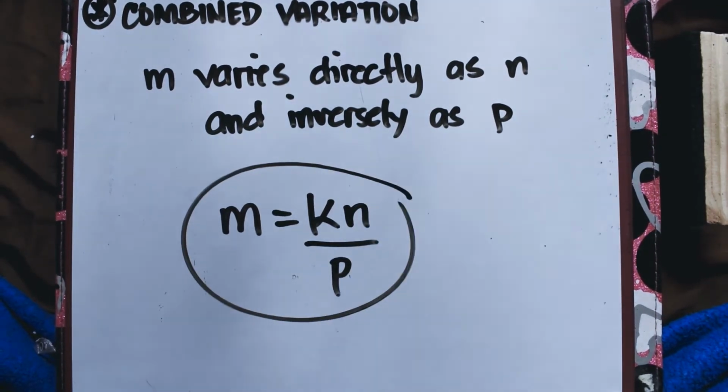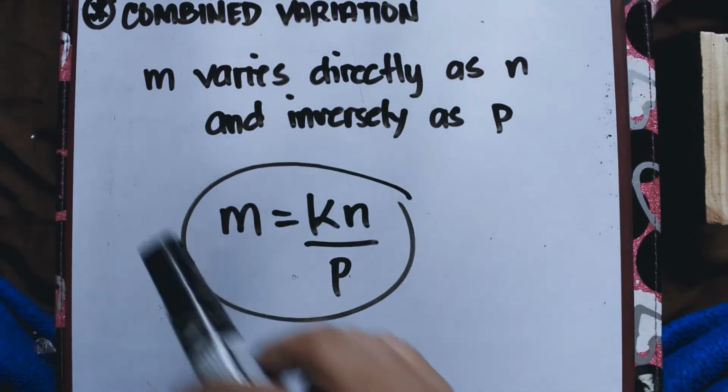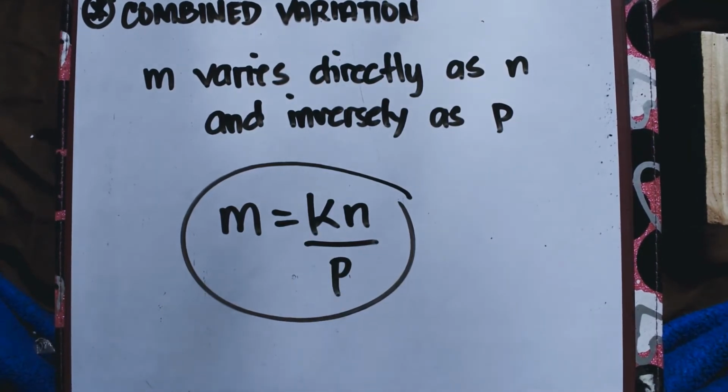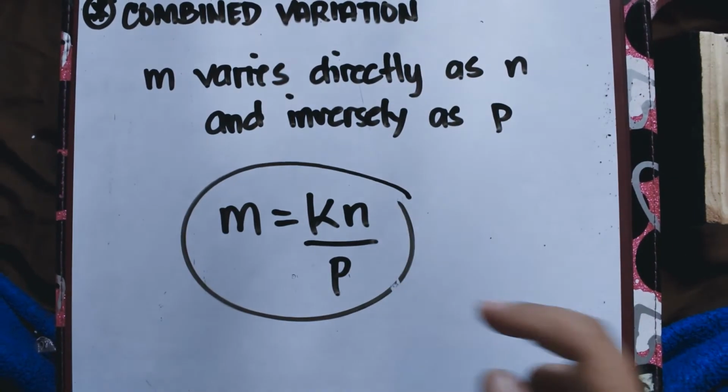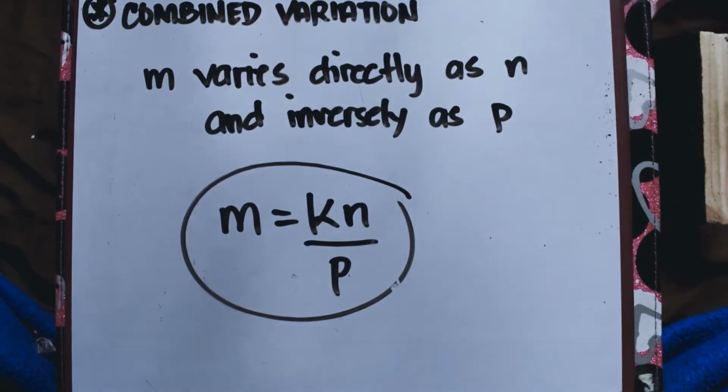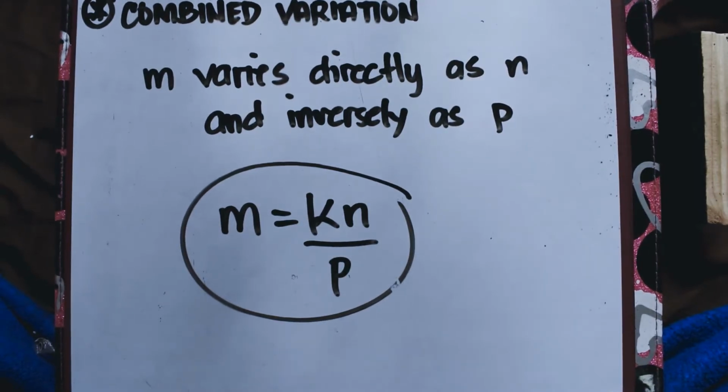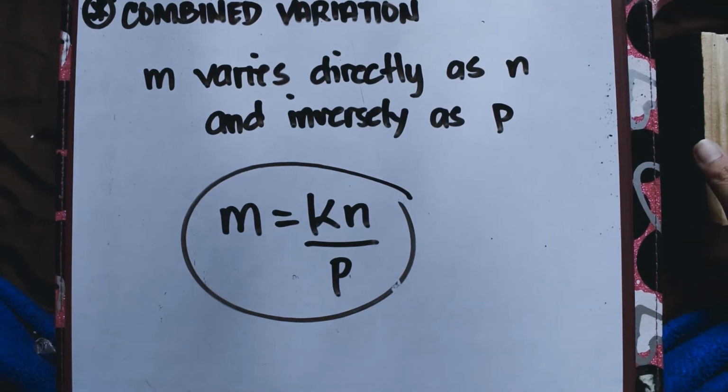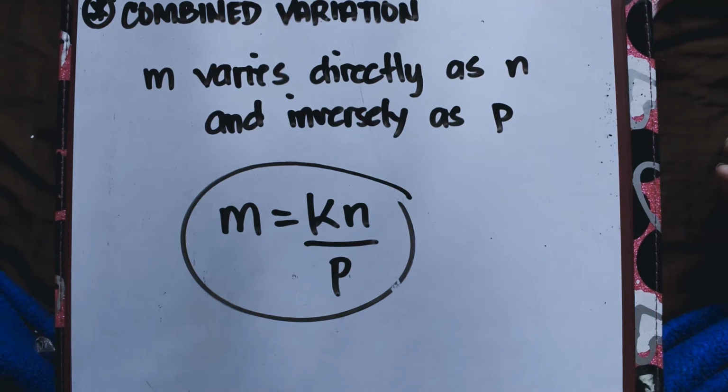So ito na po yung ating tinranslate na equation. So M varies directly as N and inversely as P. So combined variation again is yung combination, kaya siya nga tinawag na combined, combination na ng direct and inverse. So let's now proceed with our example. So katulad po ng kanina, isang example na lang po dahil sasagutan din natin ang learning task number 2, letter B naman. So napakahaba nun. So isang example na lang ibibigay ko sa combined variation.